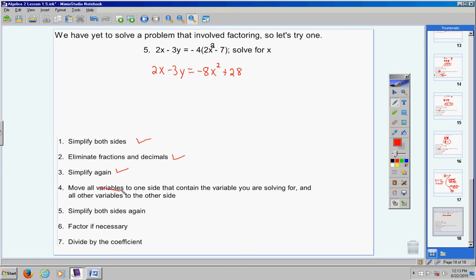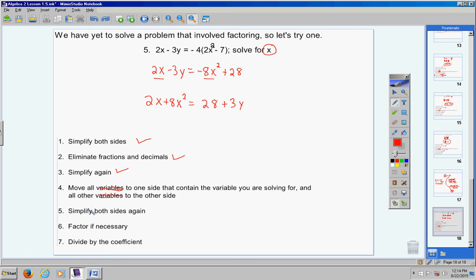Next, move all terms to one side that contain the variable you're solving for. Now, I'm solving for what? X. This term has an x. This term has an x. So I want to get those two terms on one side. So I'm going to leave my 2x here and bring my negative 8x over and make it a positive 8x squared. Got it? Okay. Now, move everything else to the other side. So my 28 stays here. Bring your negative 3y over and make it a positive 3y. There. All of my terms that contain an x are on this side. All the other terms that do not contain an x are on the other side.